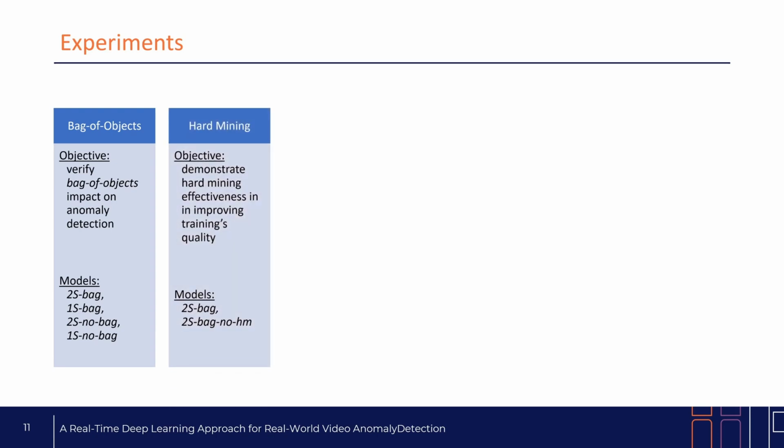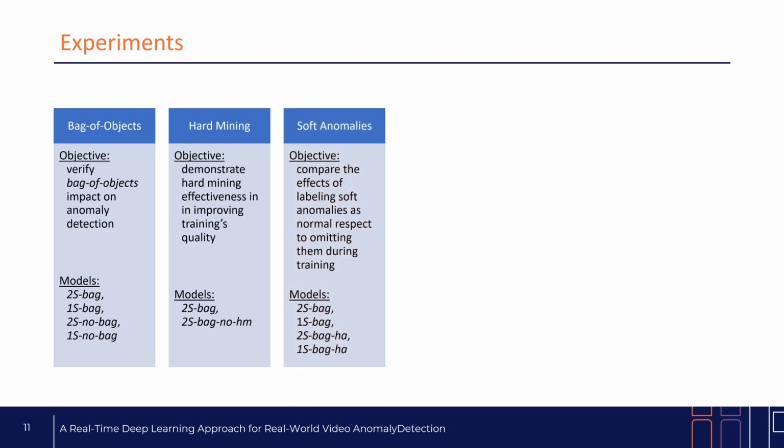The second experiment wants to demonstrate hard mining effectiveness in improving training's quality. Here 2 models were compared, the same 2-stream network with the use of bag of objects as before and another one that did not use hard mining during training. The third experiment wants to compare the effects of labeling soft anomalies as normal with respect to omitting them during training.